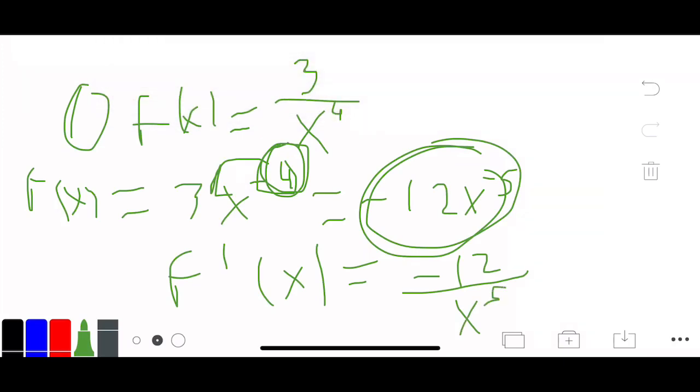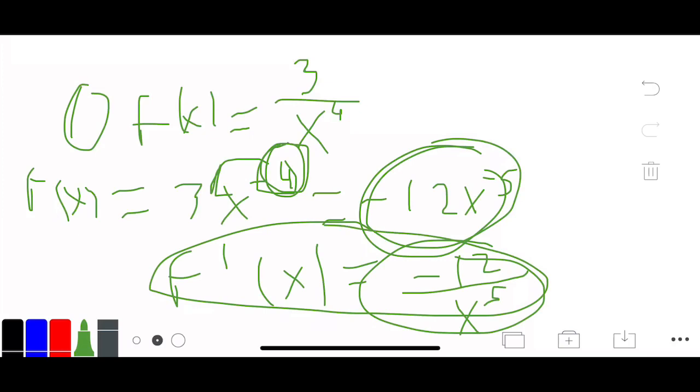So you basically bring it to the front, bring it to the top at first, and then you find the derivative of that. Then you want to make it in the right form, and that is your final answer right here. Actually, the whole thing is the derivative. That's the first rule. Okay, that's number 1.